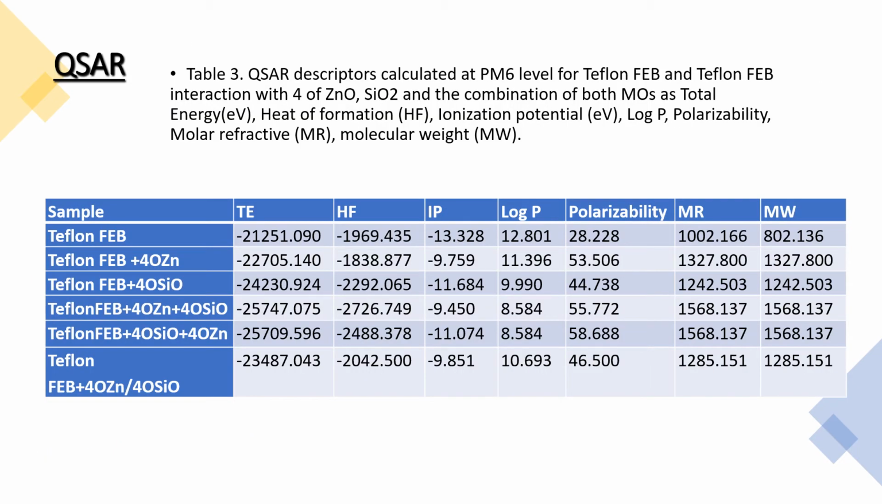Also, quantitative structure activity relationship calculations study the reactivity and stability of chemical structures by calculating some descriptors such as total energy, heat of formation, ionization potential, log P, polarizability, molar refractivity, and molecular weight. From all data, the most reactive and stable structure was Teflon FEP, zinc oxide, silicon dioxide layer by layer.